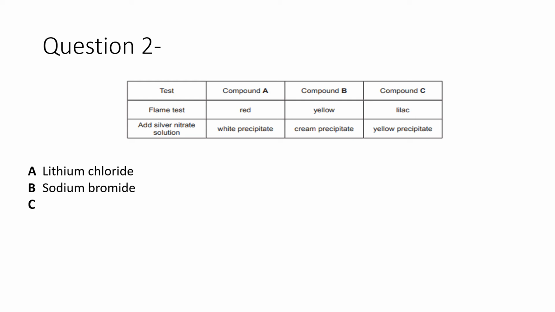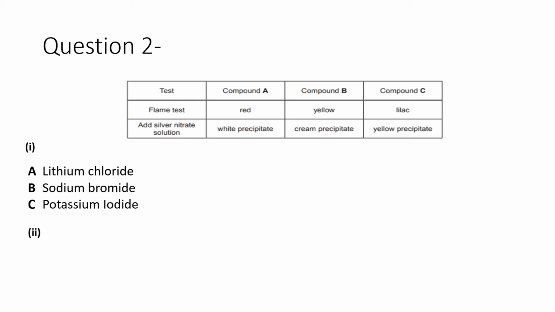Compound B gives a yellow flame test and a cream precipitate. We know yellow flame test is sodium and a cream precipitate is because of bromide. Finally, there is a lilac flame for compound C, and we know this is potassium, and a yellow precipitate indicates iodide. The answers are A, lithium chloride, B, sodium bromide, and C, potassium iodide.